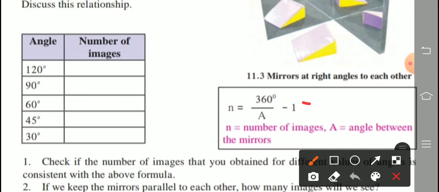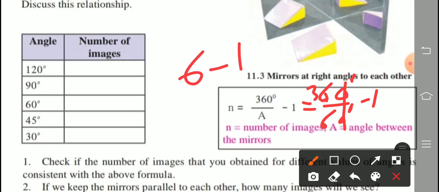When the angle is 60 degrees, find the answer: 360 degrees divided by 60 degrees, minus 1. The zeros cancel. 36 divided by 6 is equal to what? 6 minus 1. We get the answer 5. Clear? In this way, find out the number of images formed when the angle is 45 and 30 degrees. That is for your homework.